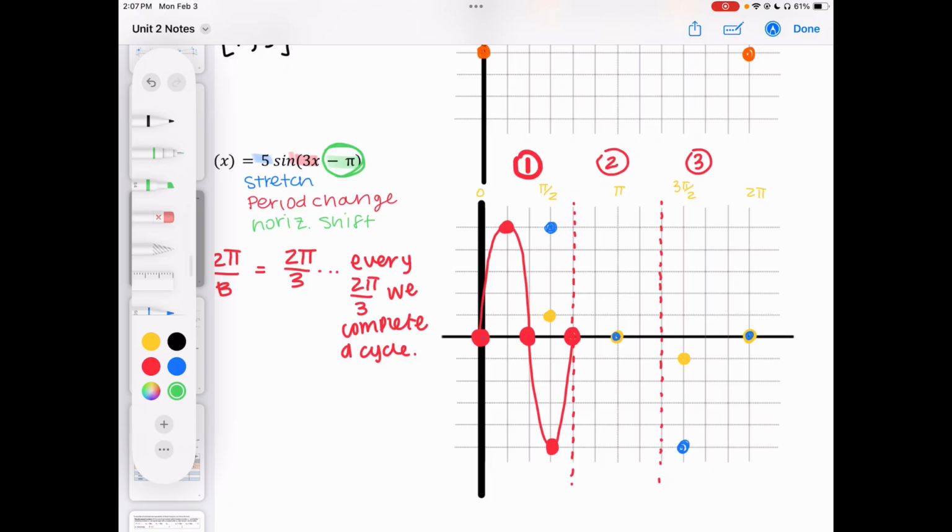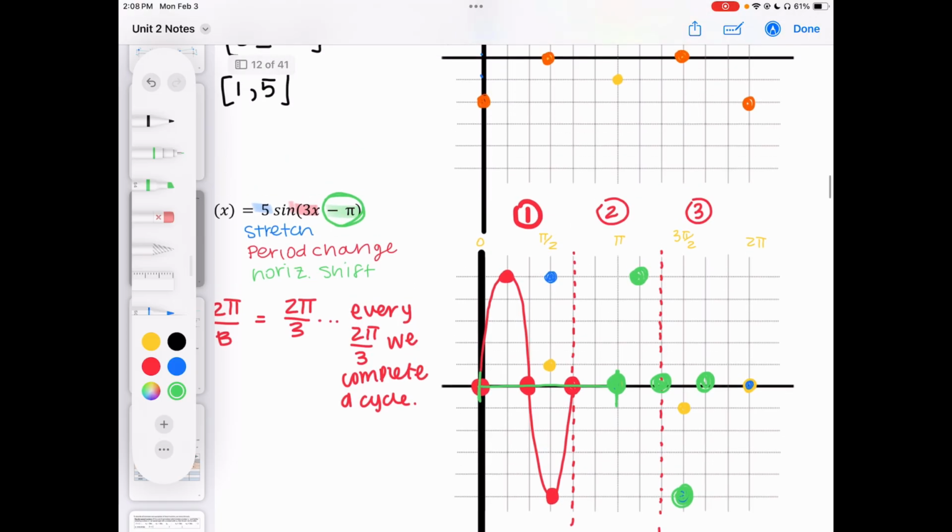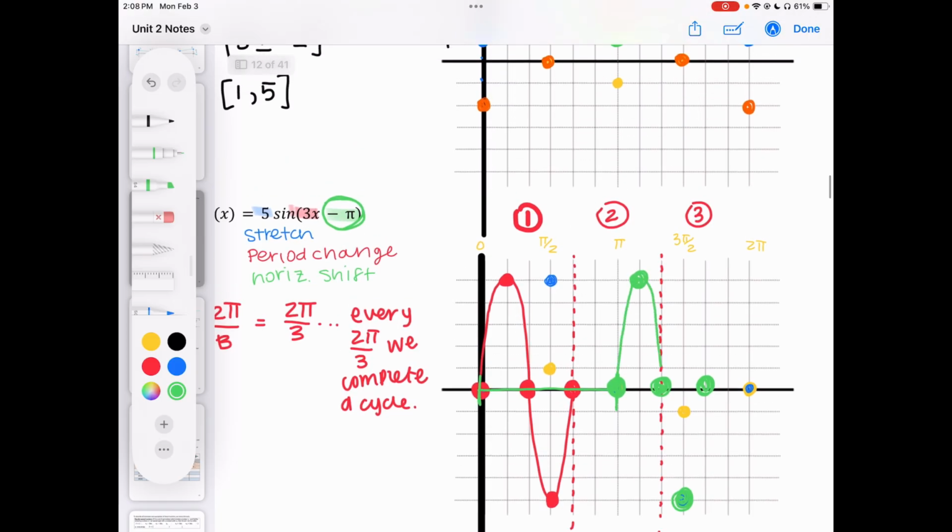So here's the distance that we have to move. Everything needs to move over that distance. So our new starting point, our new maximum, our new 0, our new minimum, and then again, our new 0. So now we are here.